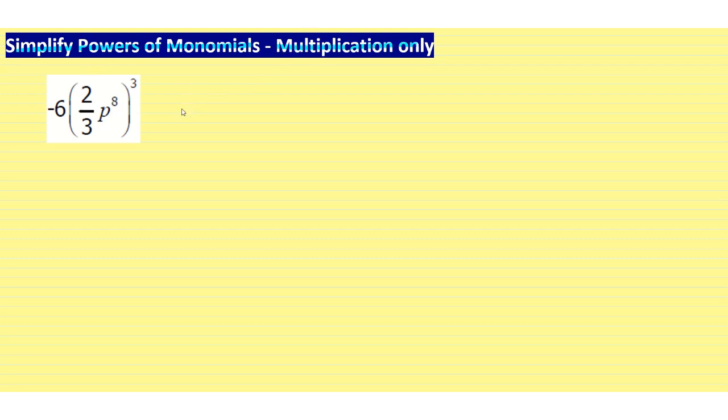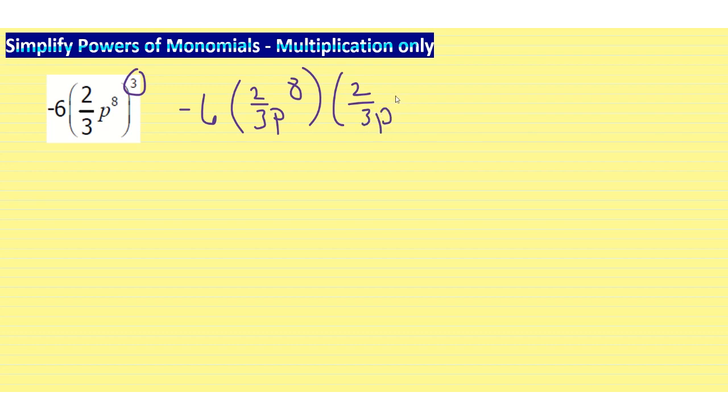This problem that they've given us, we've got to understand that this means -6, and then it also means it's a power of 3. So that technically means this: 2/3 p to the 8th times 2/3 p to the 8th times 2/3 p to the 8th.